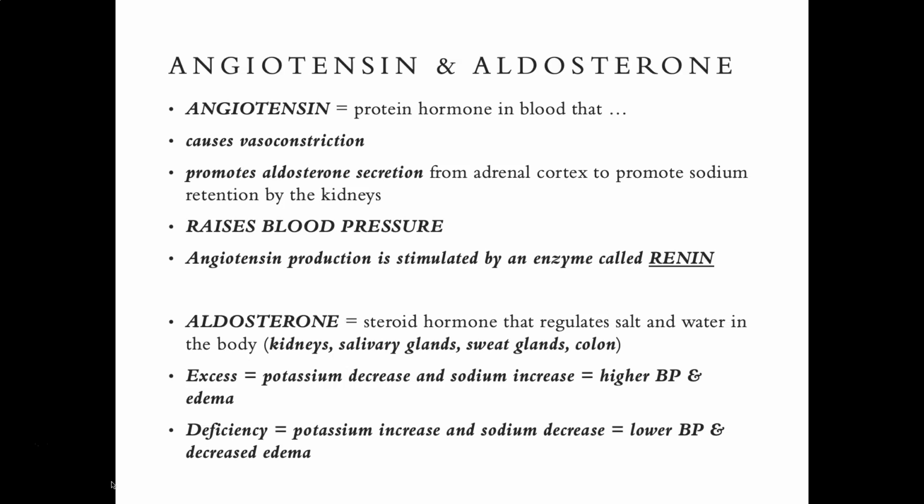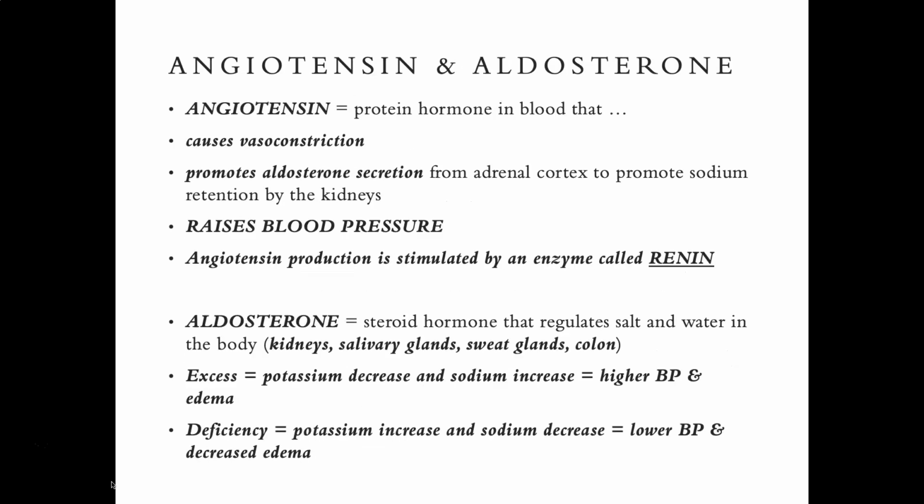So let's go back. Angiotensin production is stimulated by an enzyme called renin. Angiotensin causes vasoconstriction and promotes aldosterone secretion. Aldosterone secretion in excess causes your potassium to go down, your sodium to go up, your blood pressure to go up, and you to have edema. That's the relationship that you really need to know.